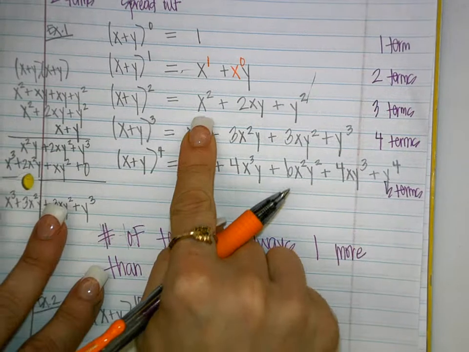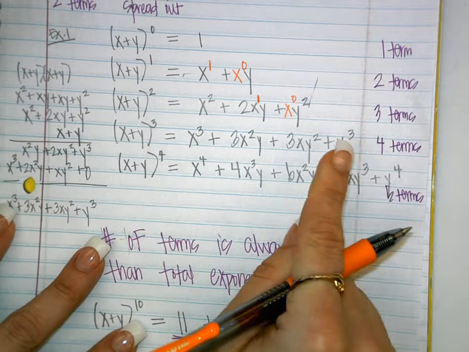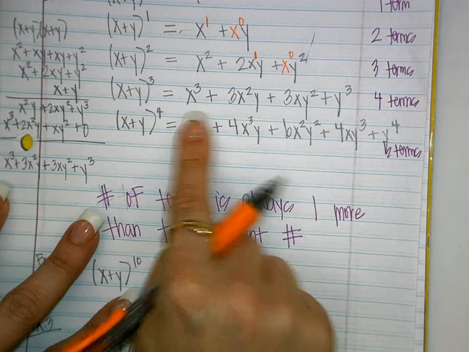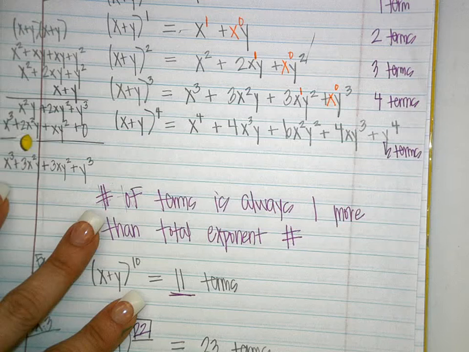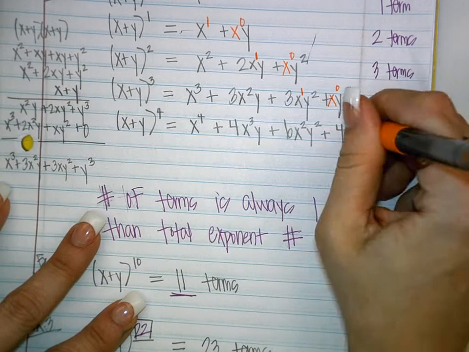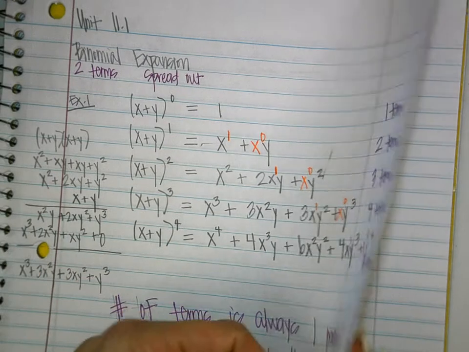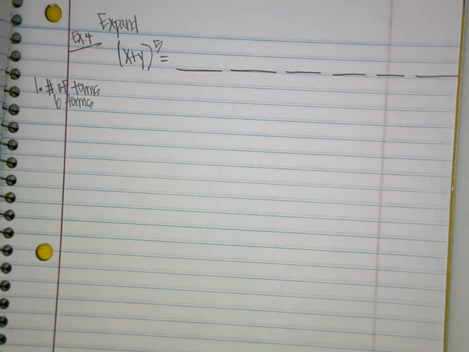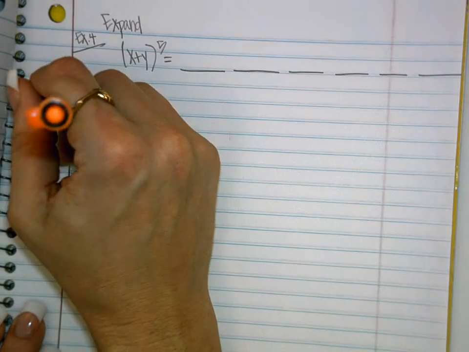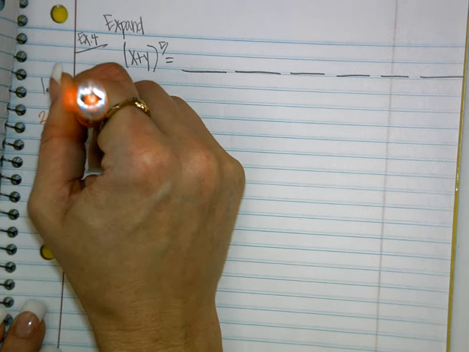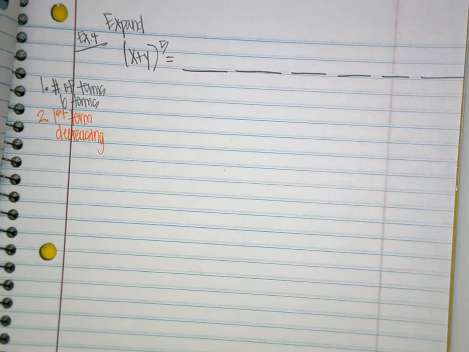What happens here? x to the second, x to the first, x to the 0. x to the third, x to the second, x to the first, x to the 0. What do you notice about the exponent values here? They are decreasing. So first you're going to put in the number of terms. Then the second step is you're going to put in first term decreasing. When I say decreasing, I mean its exponent value is decreasing.